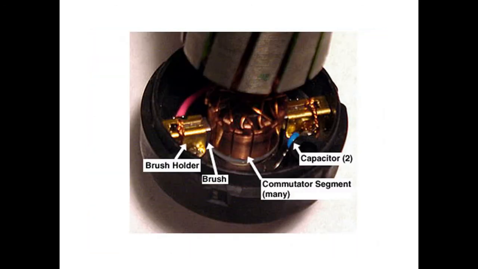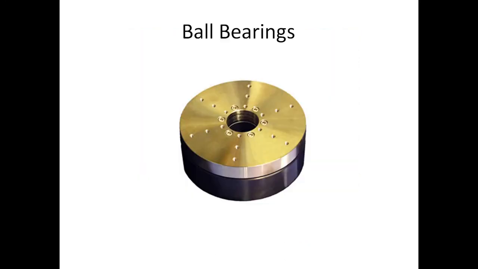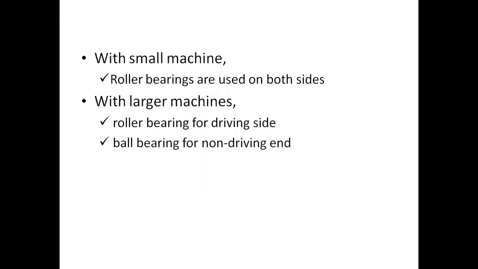The next, top view of the angle in the brush holders: brush holder, brush, commutator segment. Then the ball bearing overview diagram. With a small machine, roller bearings are used on both sides. With a larger machine, a roller bearing is used on the driving side and a ball bearing on the non-driving end. Thank you.